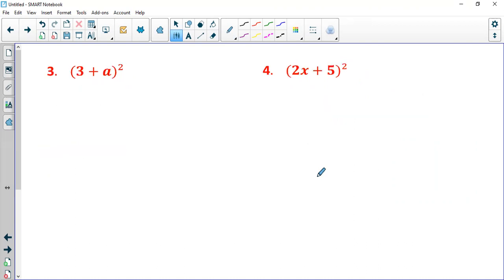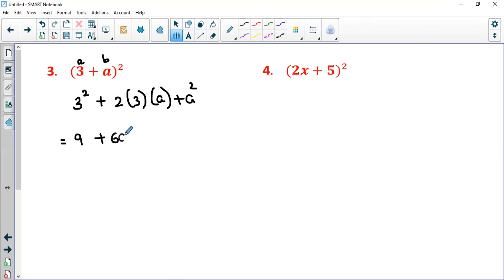Okay, moving to question number 3, we have 3 plus a the whole square. There again we are using the same formula. Do remember the formula, do memorize them because it will come throughout these lessons. So the first one will be a square. In place of a it's 3, in place of b it's a. So it's going to be 3 square plus 2ab plus b square. So this is going to give you 9 plus 6a plus a square.